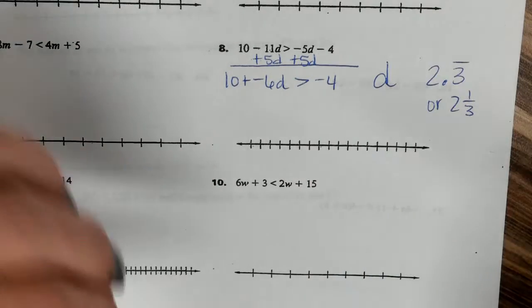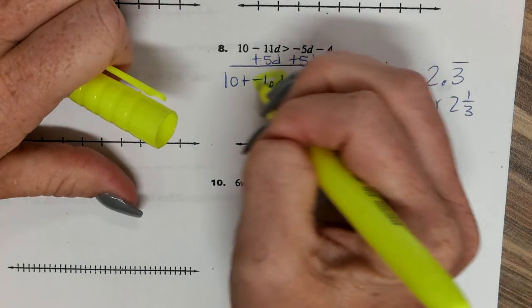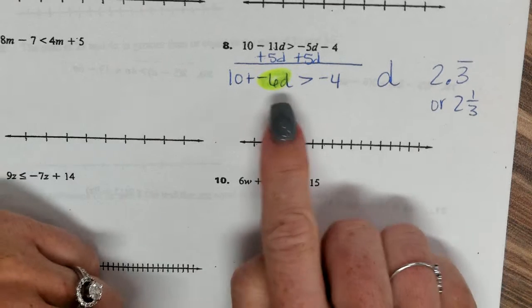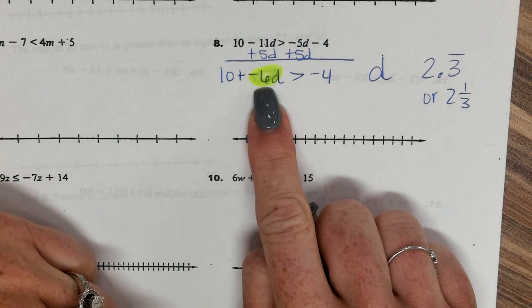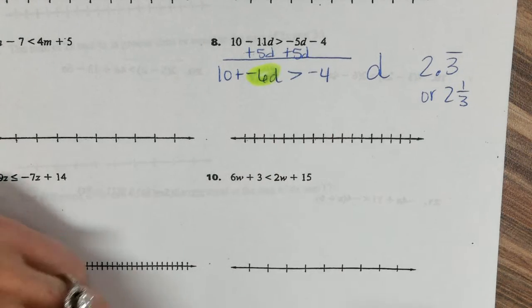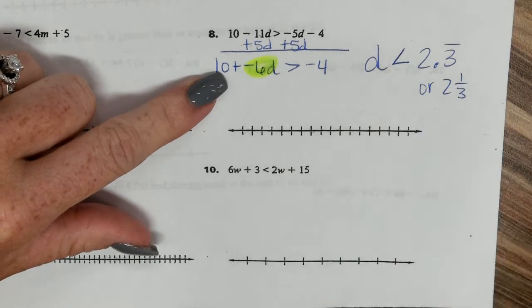That's all the work you have to show because now you can see that the coefficient is what? The coefficient is negative, which means I'm going to do what to my sign? So instead of greater than, it's going to be less than.